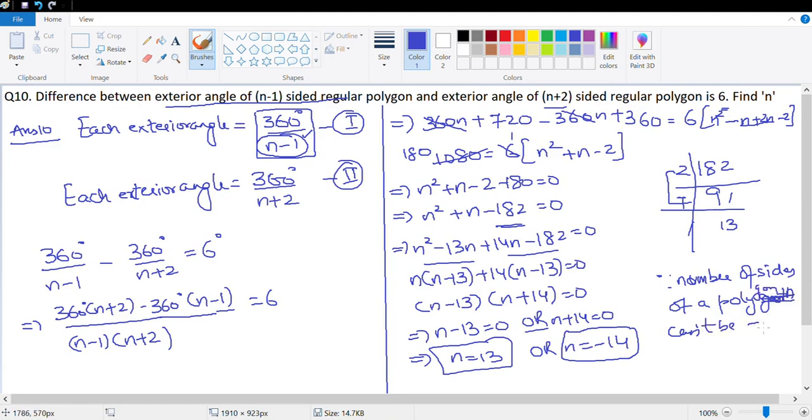Polygon can't be negative, therefore n is equal to 13. That's what they wanted us to calculate, and we've done that. Good. Let's look at the last question from this exercise that we'll do, and that'll finish this exercise for us. Let's look at that question.